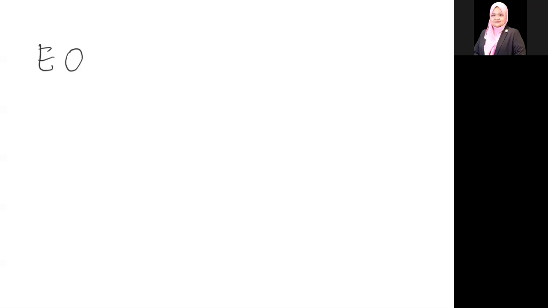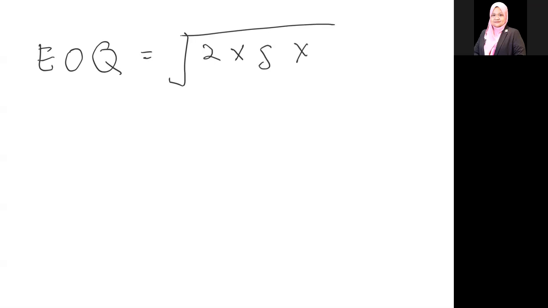Economic order quantity. So the formula is equal to the square root of 2 times usage in units times order cost, divided by carrying cost. So let us do the example.